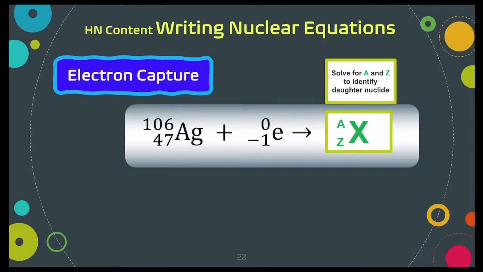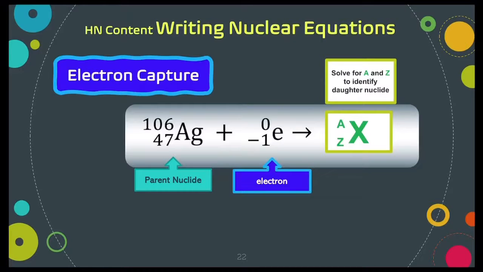Finally, let's take a look at the electron capture. So we have isotope silver 106 representing the parent nuclide. This is showing an electron capture. So notice the electron appears on the left side of the arrow. It is not being emitted, it is being captured. So it appears on the opposite side of the arrow from the other particles that are involved in nuclear decay.